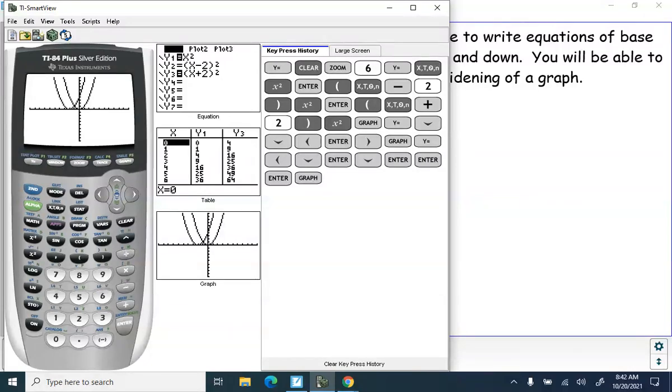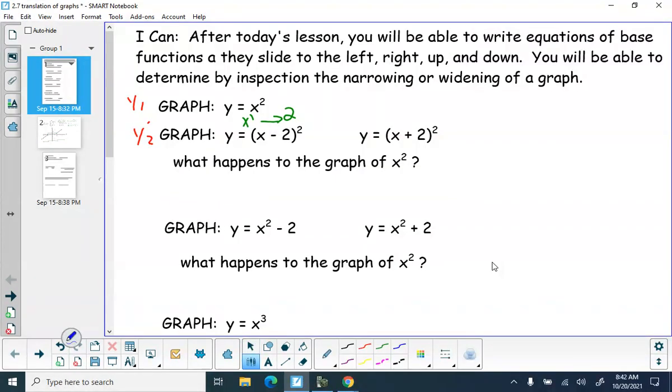What has happened now to our graphs, Grayson? It's moved to the left 3 spaces. So it moved our x squared to the left 2 spaces. This is called a horizontal translation.